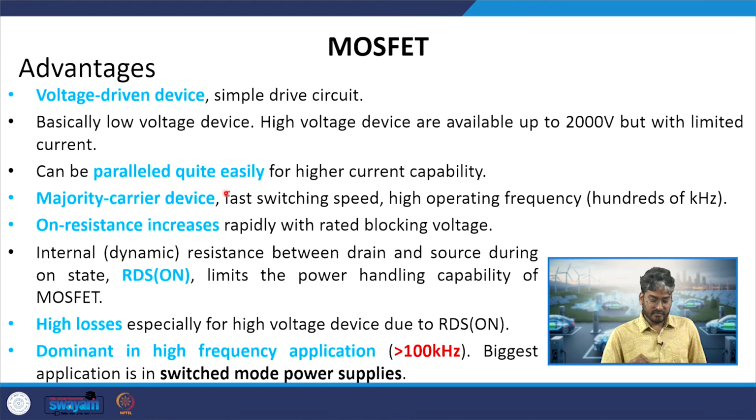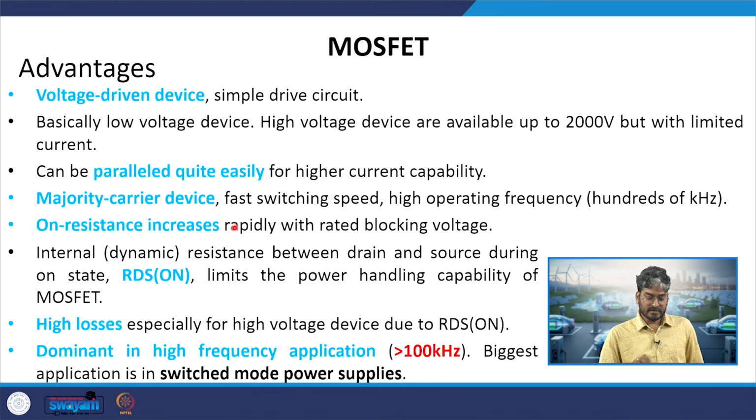They can be easily paralleled with each other to increase the current capacity. This is easier compared to the previous circuits. With BJTs, when we connected them in parallel, there were various complications which are eliminated when we go for the MOSFET. These are majority carrier devices, so they can operate at higher speed and are suitable when the switching frequency of the converter is very high.